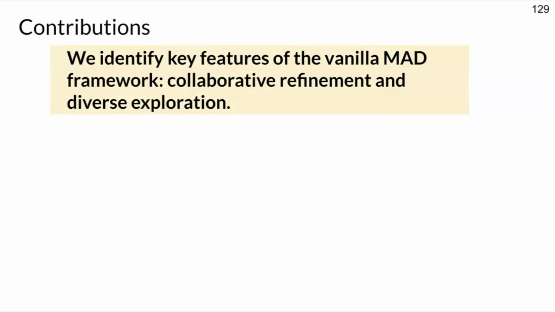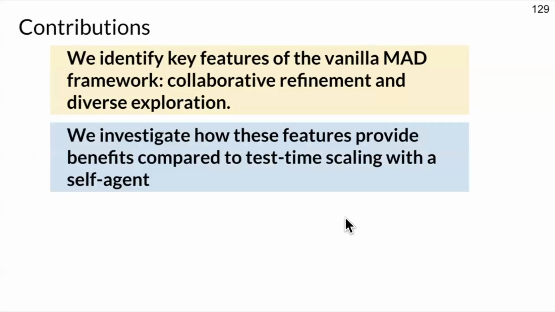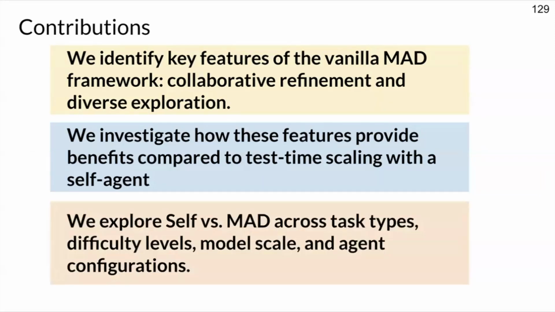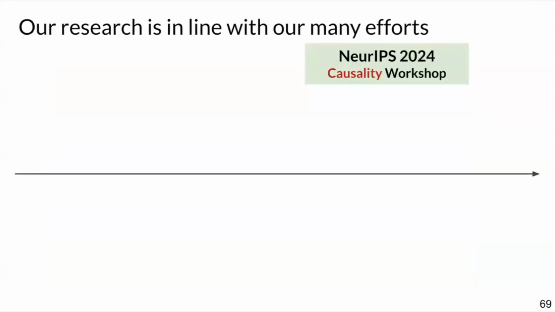And the key contributions of this line of MAD work are that we identify key features of the vanilla MAD: collaborative refinement and diverse exploration. We investigate how these features provide benefits compared to test time scaling with a self-agent, and also explore self versus MAD across task types, difficulty levels, model scale, and agent configurations.